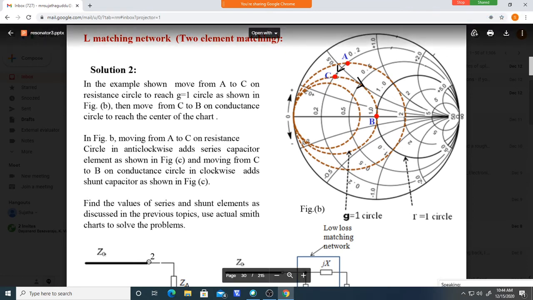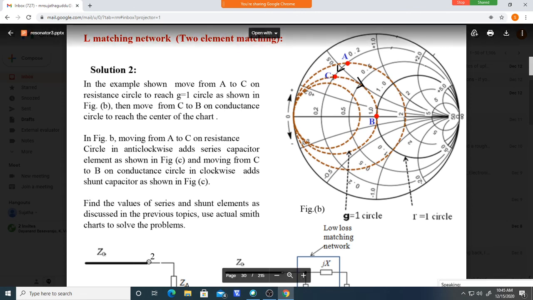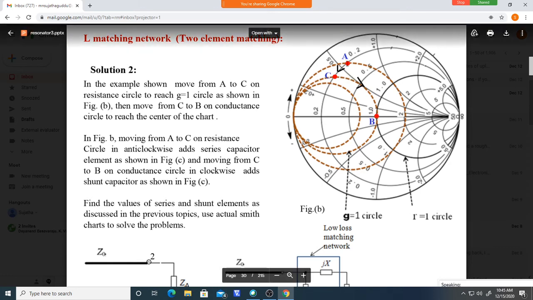Next what I did, from here I moved like this. See why I stopped here? Because I reached the G is equal to 1 circle. This is the G is equal to 1 circle. That's why I stopped here. Once you stop here, you can move over G is equal to 1 circles to reach this point. So from here, I moved on the resistance circle in the anti-clockwise direction.